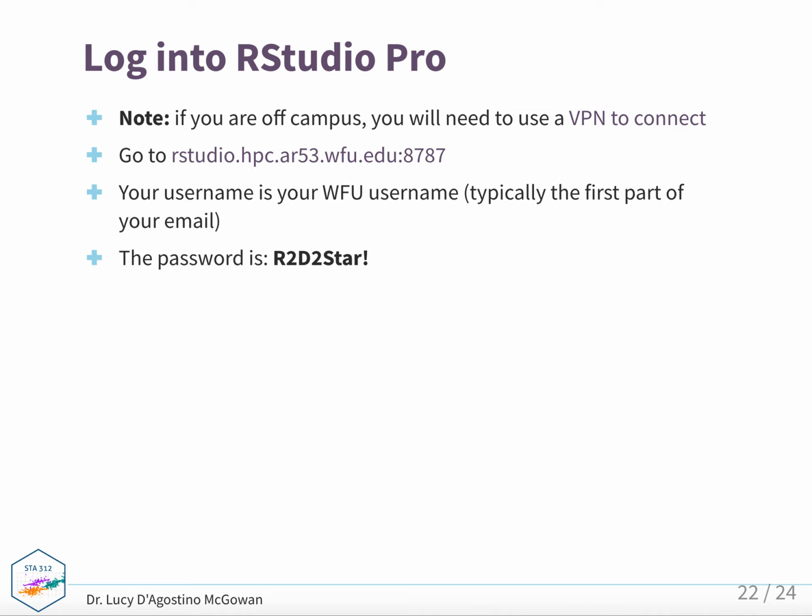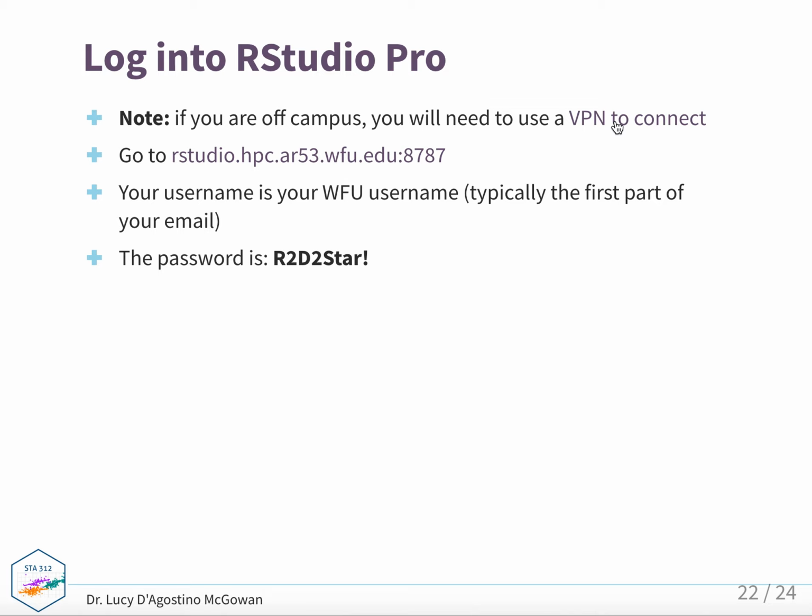To get into RStudio Pro, you're going to need to use a VPN to connect. So go ahead and get that set up. You can do that through Wake. If you just Google VPN WFU, you should be able to find it. Or if you go to the slides for today, you can click on this link I have right here to get your VPN set up.